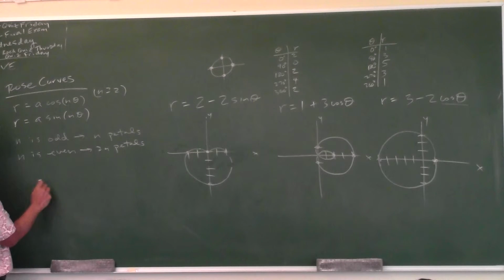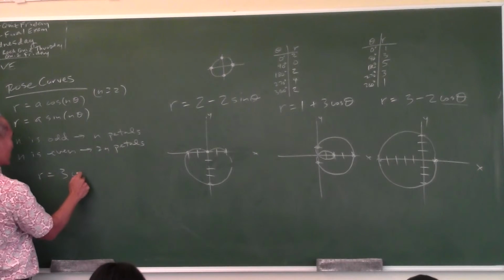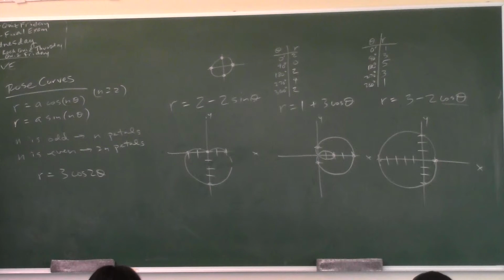So for example, what if you have r equal 3 cosine 2 theta? How many petals are you going to have? 4. You're going to have 4 because that number is even. You're going to have twice as many petals. Okay, let's see what it looks like on the screen. So what is it? 3 cosine 2... Oh, I gotta put parentheses. How do you backspace? Delete. 2 theta. Okay, draw. Yep, you got 4 petals.